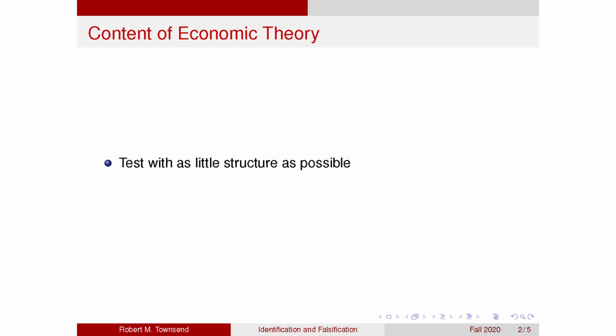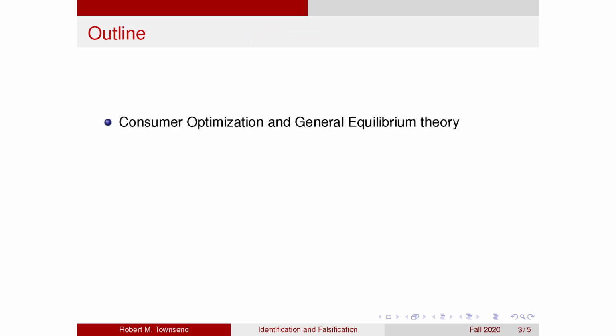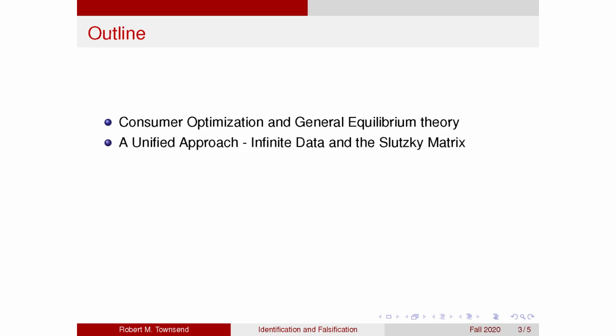Okay, said that. So we're going to go through consumer optimization again, which is, as always, a bit of a review. We're going to approach that as if we had an infinite amount of data, and that will take us back to the Slutsky Matrix, which you may have forgotten by now, but I'll try to remind you. With an infinite amount of data, we get restrictions that we can reject consumer rationality in principle.